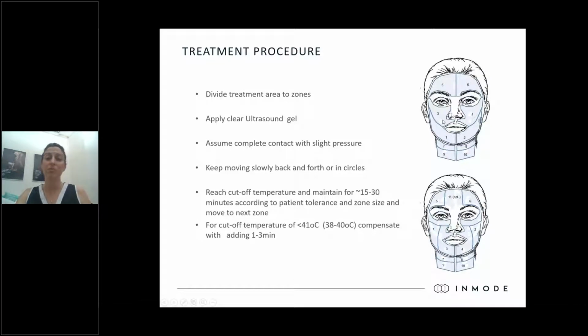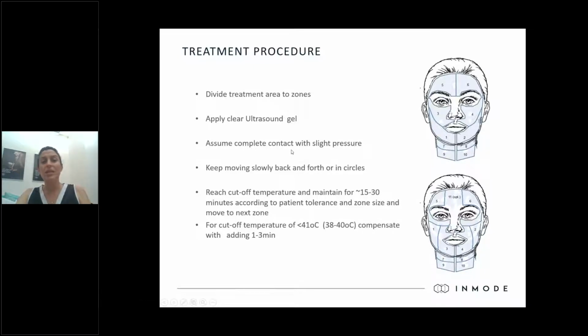If I add gel straight from the bottle, it will be cold. If I add gel from an adjacent area, it would already be at the temperature of the skin. So it would still take me a few seconds to heat it up again to the cutoff temperature, but not as much as it would if I took it from the bottle. Okay, so it saves me a few minutes or seconds, and it's nice.